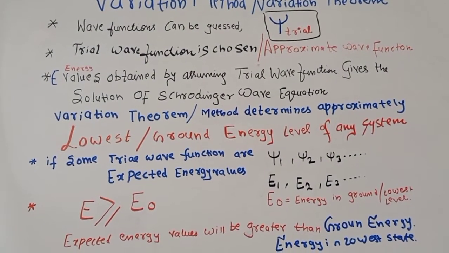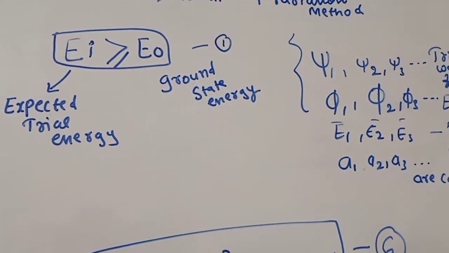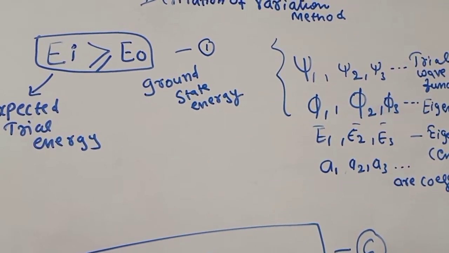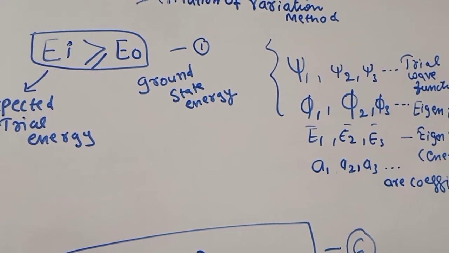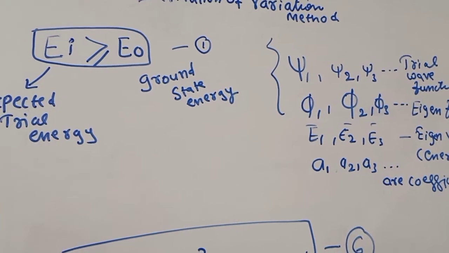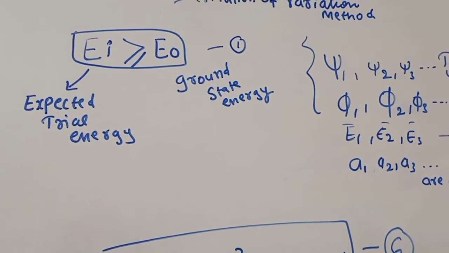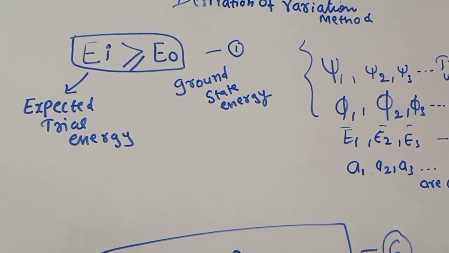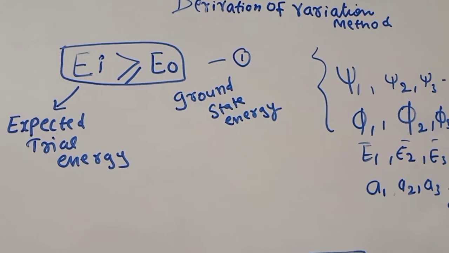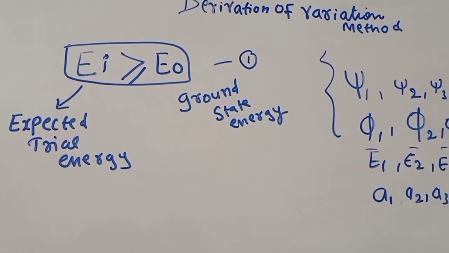So you can write it down. We saw that the principle of variation says that if we have a number of trial wave functions like psi1, psi2, psi3, and the expected energy values are E1 bar, E2 bar, E3 bar, we can write Ei is greater than or equal to E0, means the expected energies are always greater than the energy of the ground state. So this will be our equation number 1.